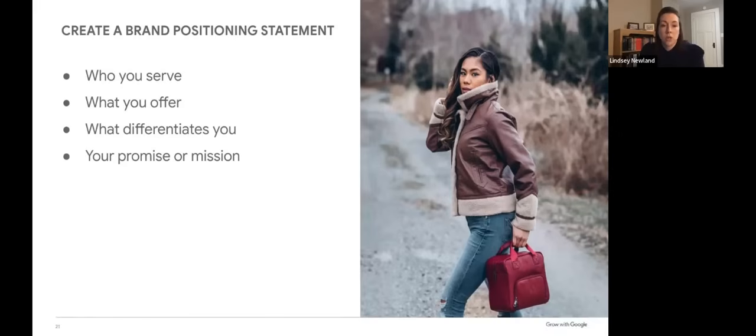And I run an entrepreneurship course, and this is one of the very first things that we have them do on day one, is to create a brand positioning statement. So here's a great template for you.